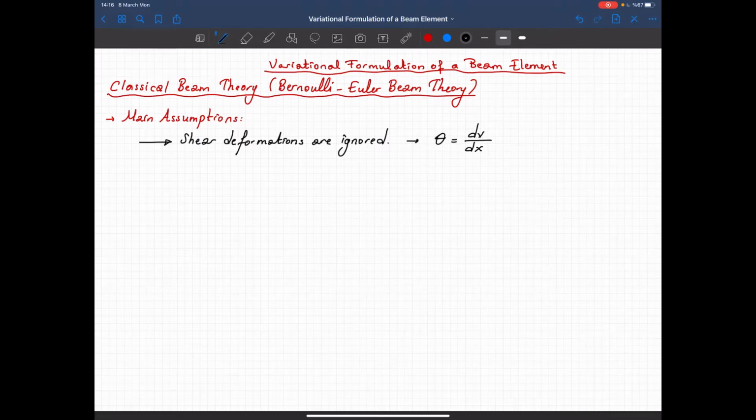Okay, so since we ignore the shear deformations, we can just say that the strain energy, the internal strain energy, is due to the bending deformations, and we can just write it as follows: integral from 0 to L of 1/2 curvature multiplied by EI curvature, which is the moment, integrated over the length of the volume. So we will only consider the energy due to the bending deformation.